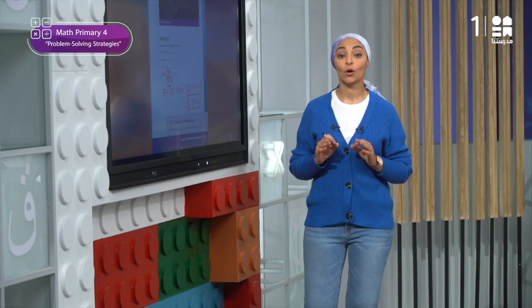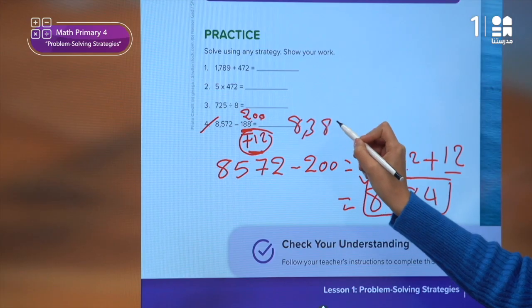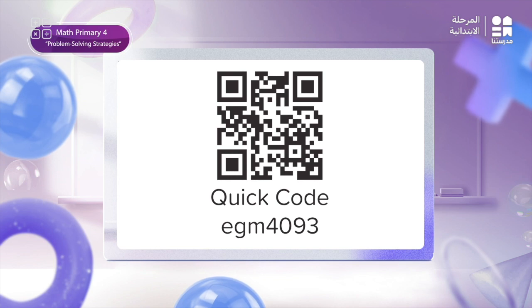And now this is the correct difference between these two numbers. My answer is 8384. Of course, if you use any other strategy, we can use any other strategy, in the end we must get the same answer. Now we can complete the rest of the practice problems, and you can also improve your skills in applying strategies to solve problems by heading to Check Your Understanding found in the digital version on the Egyptian Knowledge Bank. You can access it by scanning the code shown here on the screen or at the start of the lesson.